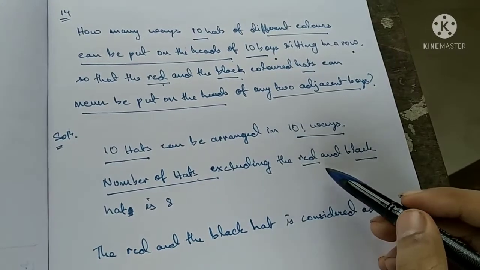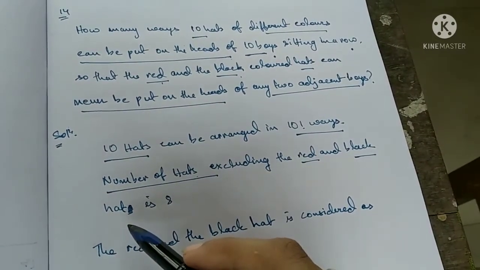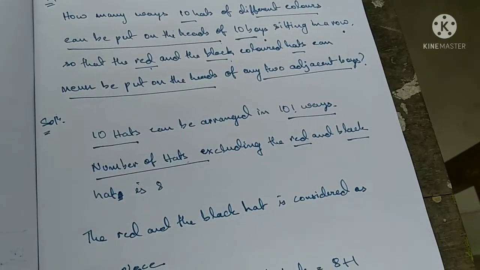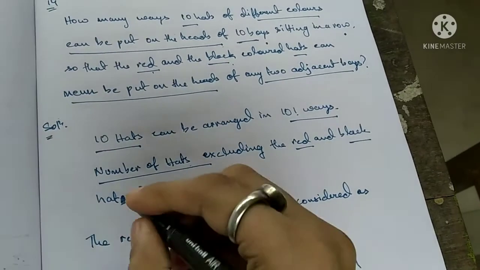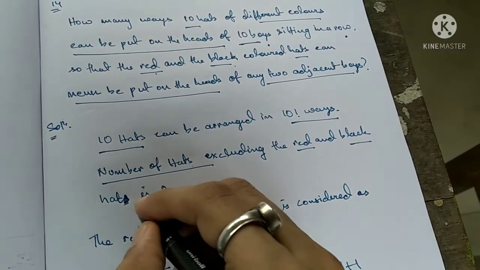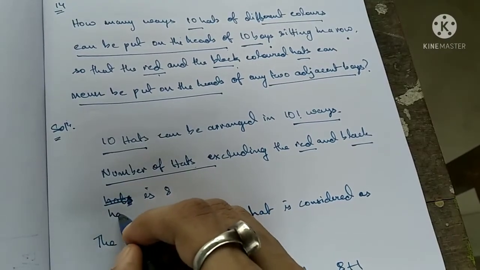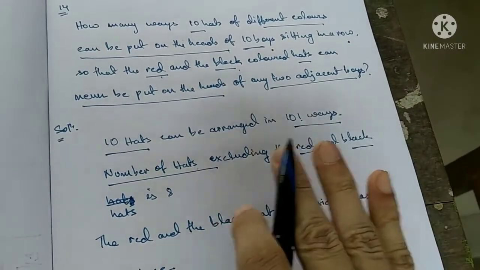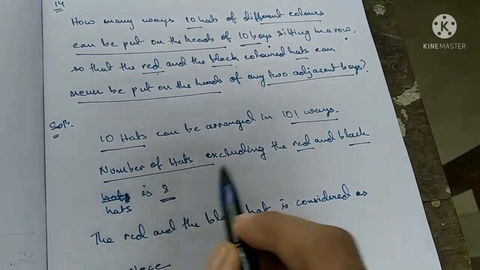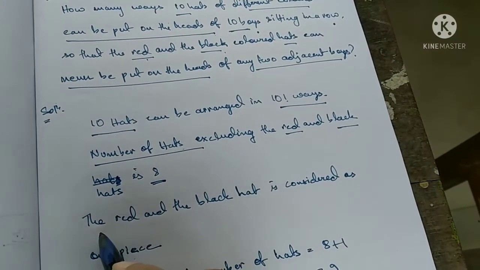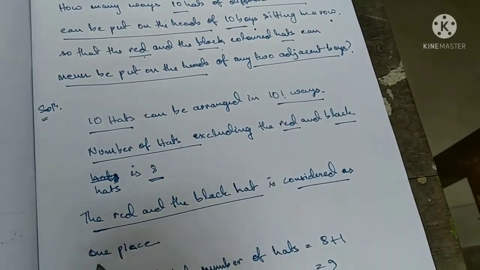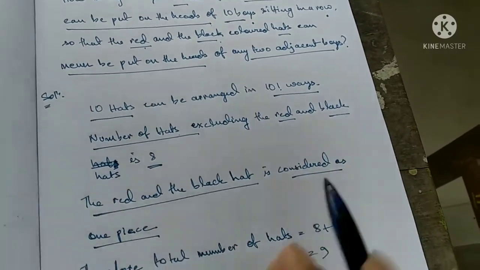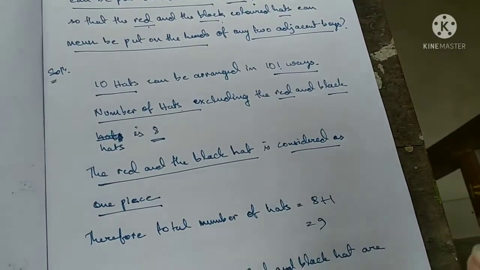Now, if I exclude the red and the black hat, the number of hats excluding the red and black hats is 8. These two hats, if I exclude them, then the total number of hats is 8. Now, the red and the black hat are considered as one piece. These two hats I will take as one hat. So now the total number of hats is 8 plus 1, 9.